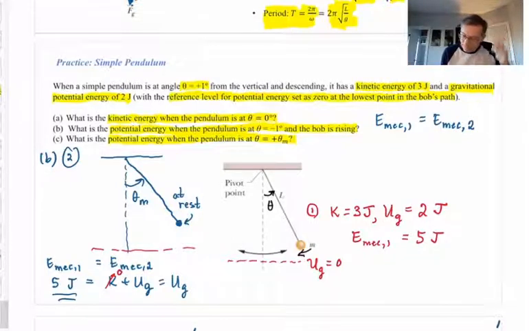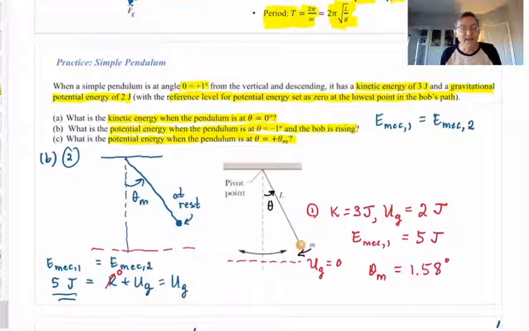By the way, I was able to calculate, based on the given information, what the theta max value is in degrees. If you want to try a little challenge for yourself, see if you can figure it out. I'll tell you what I got. The theta max angle is 1.58 degrees. That's what I got. You can try that for fun if you want.